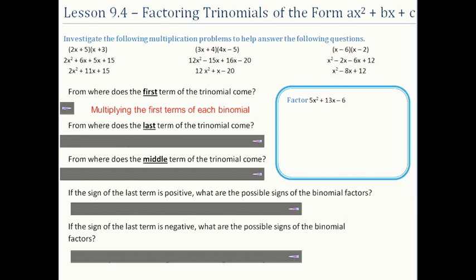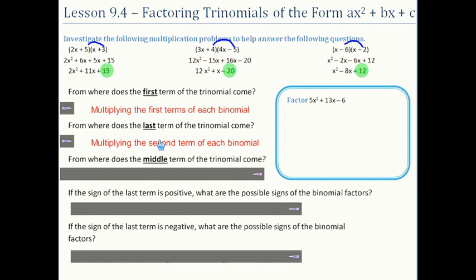All right, next question. From where does the last term of the trinomial come? So we're looking at the last term now. We're looking at the 15, the negative 20, and the positive 12. Well, the 15 came from the 5 times the 3. The negative 20 came from 4 times negative 5. And the positive 12 came from a negative 6 times a negative 2. So to put that into words, that's multiplying the second term of each binomial.